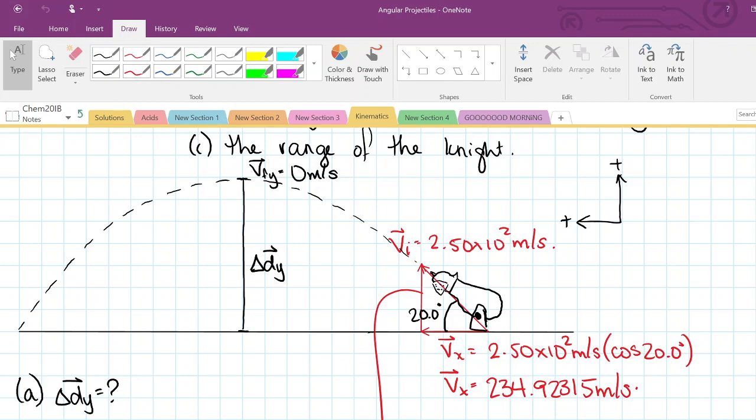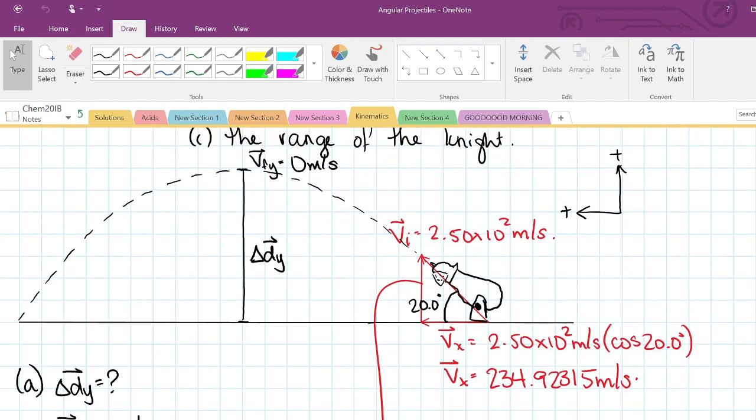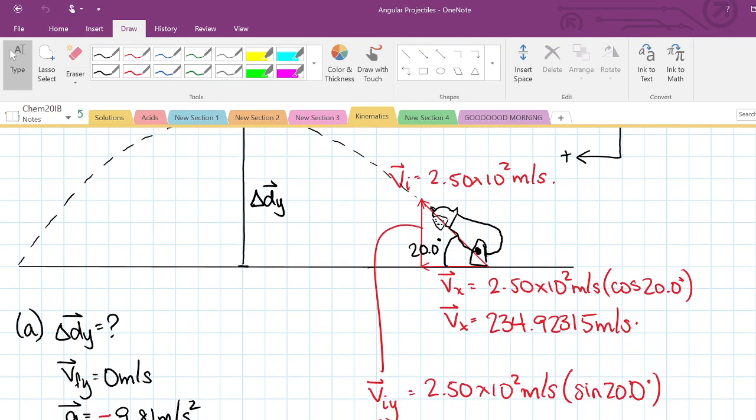So I take 2.50 times 10 to the 2 meters per second times cos 20, and I get 234.92 meters per second. The y is opposite to my 20 degrees, so I'm going to use sine. I take 2.50 times 10 to the 2 meters per second times sine 20 degrees, and I get 85.505038 meters per second. I'm not going to round anything at this point. I want to hold on to all my numbers so that I don't end up with rounding errors at the end.